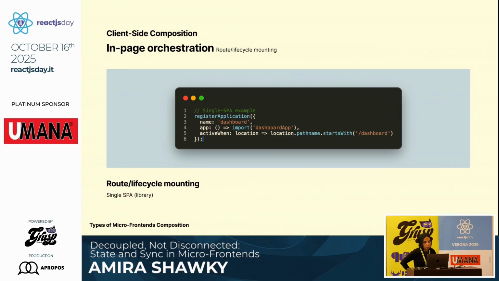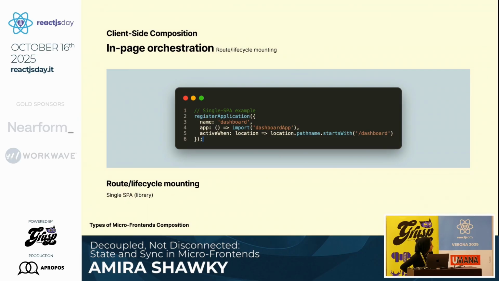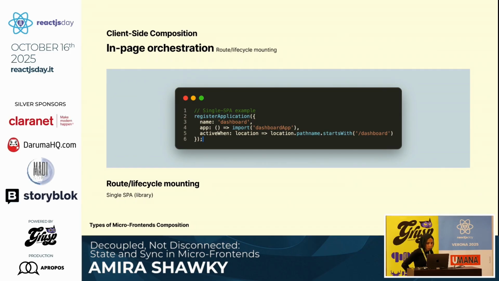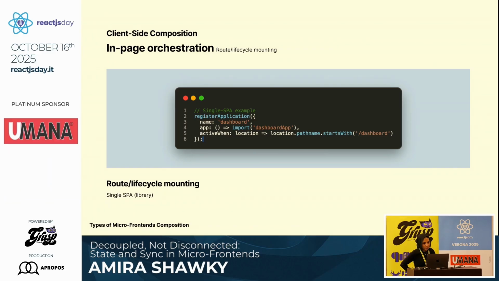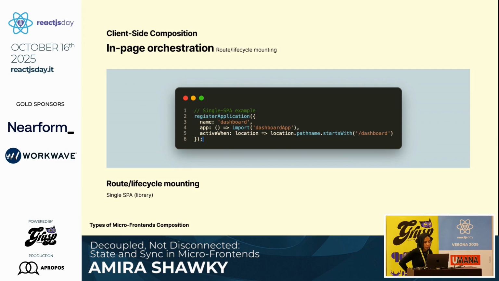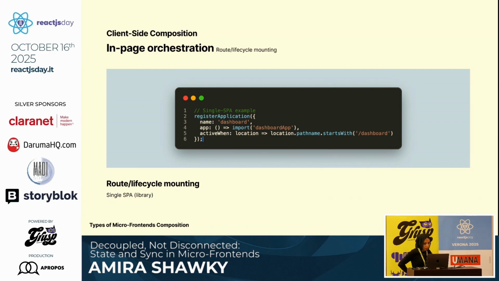And the root configuration looks something like this. I don't know if you can see it. Here you register an application, and when the user navigates to dashboard, the runtime mounts the dashboard application. And when you move somewhere else, it unmounts the dashboard and mounts the next one. So single-spa uses URL-based activation. It doesn't replace your router. It works with them, so each micro-frontend can have its own router.